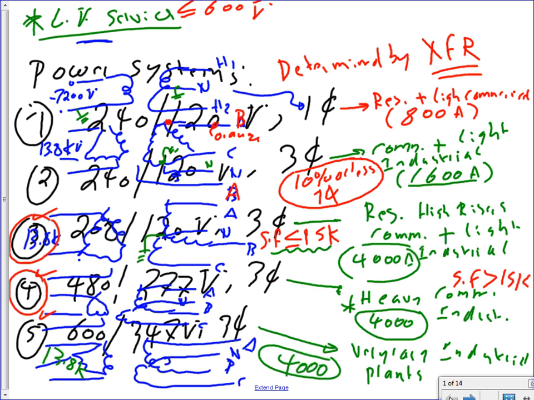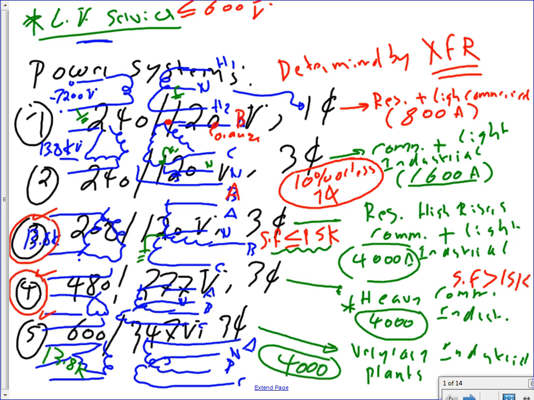Okay, moving from system 1 and system 2 to system 3. System 3 is the same thing, 13.8 kilovolt, 13,800 volt, delta on the primary. On the secondary side, it's 208/120. Can you see where the neutral and the grounding are? You have your neutral, 3-phase, 208/120.